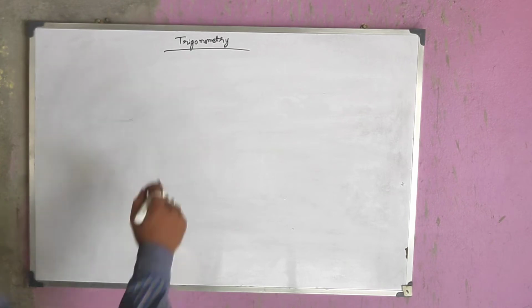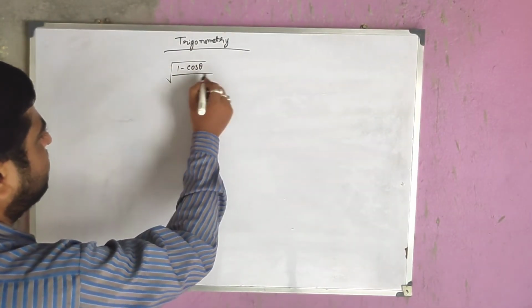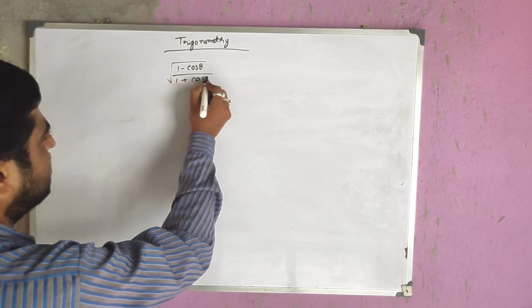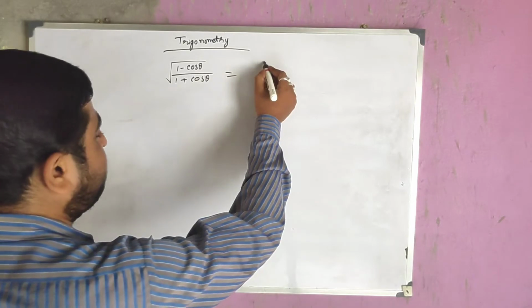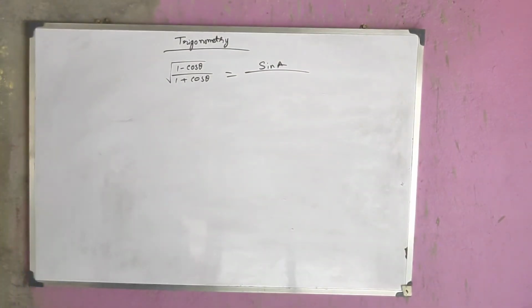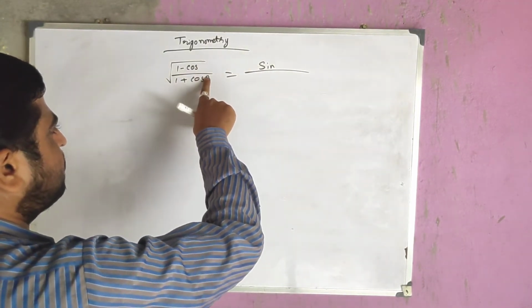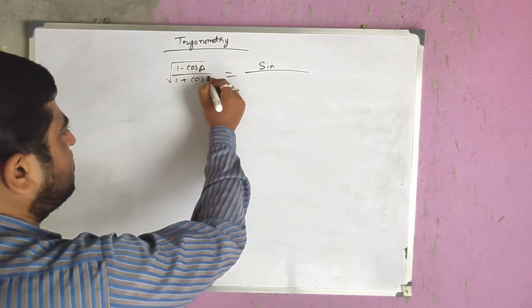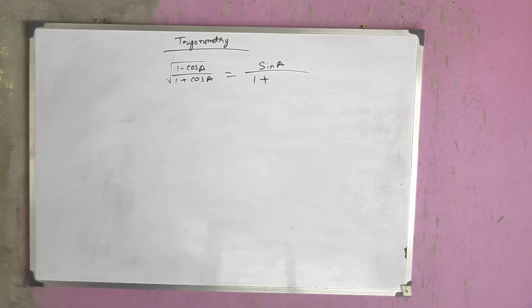Root over of (1 minus cos theta) by (1 plus cos theta) equals, you have to prove, sin theta by 1 plus cos theta. So this is A: root over of (1 minus cos A) by (1 plus cos A) equals sin A by 1 plus cos A.